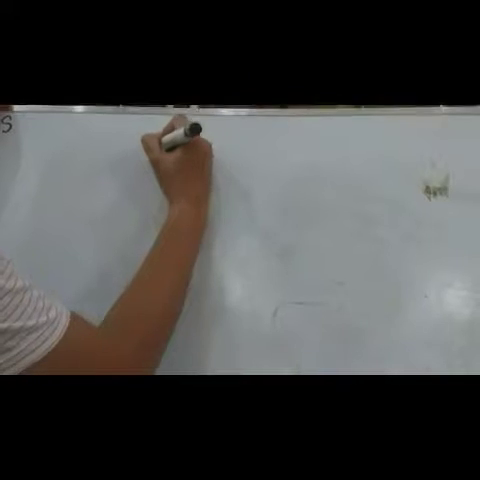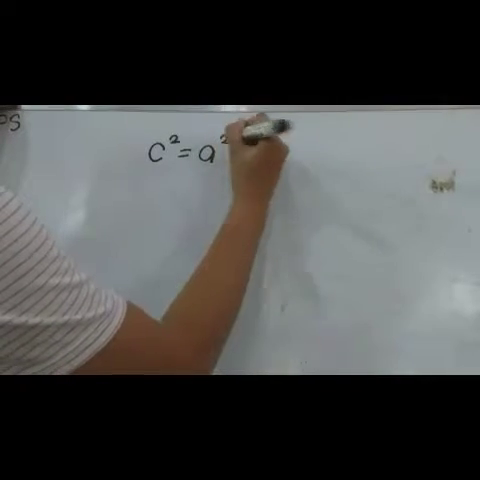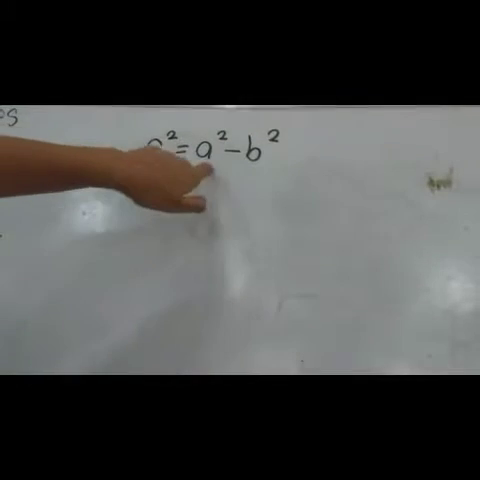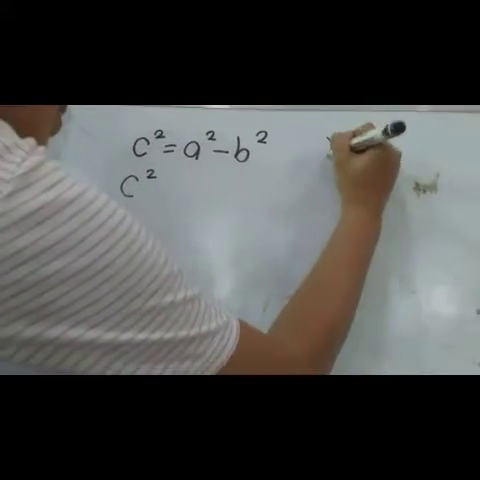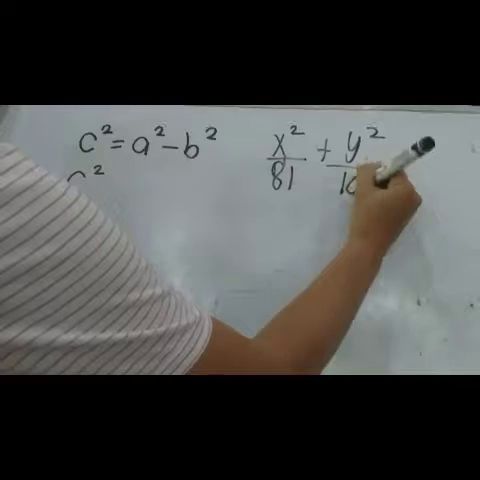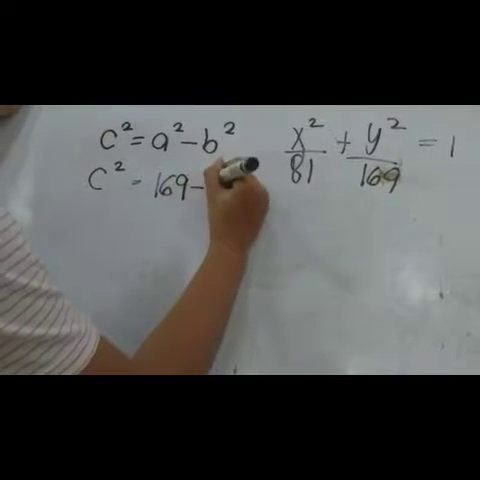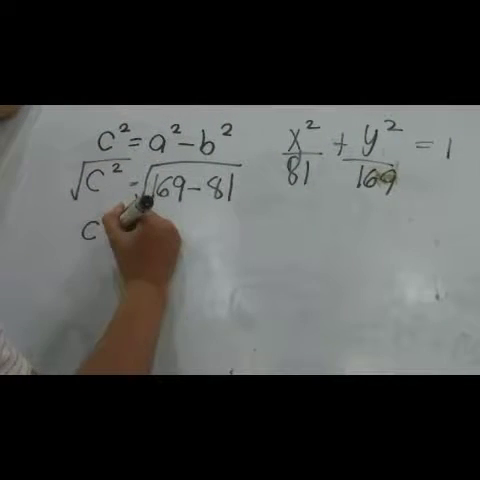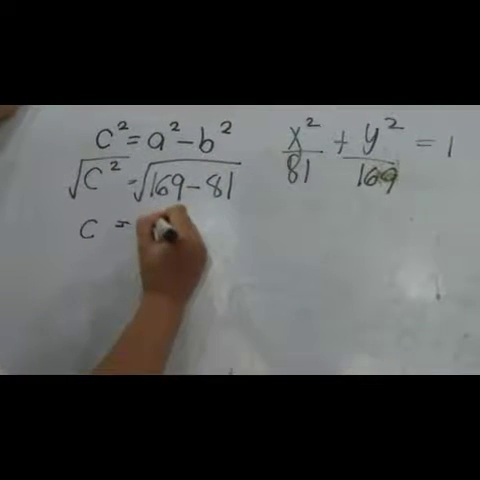So let's move on to C. The formula of C is like this. As I have told you, A is supposed to be the bigger number so that we can subtract the B. So our A squared is 169 minus 81, square root. So C is equal to the square root of 88.